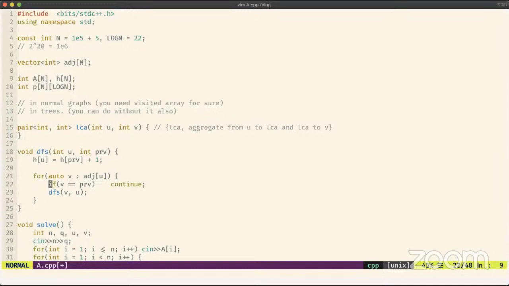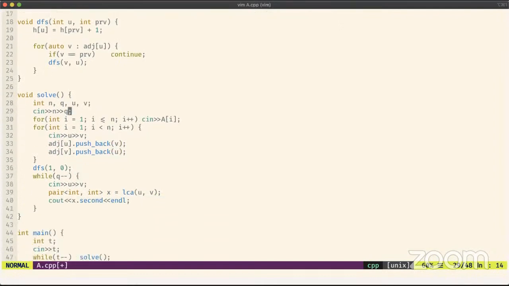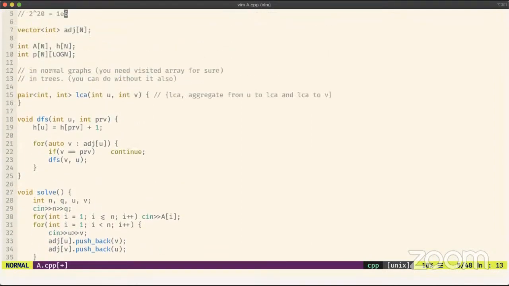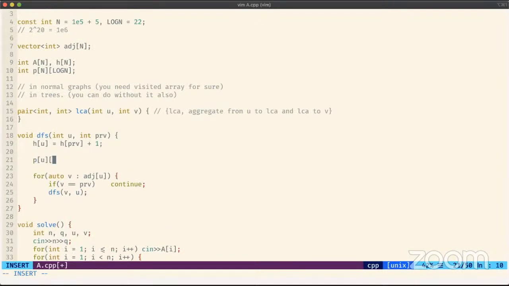Right, if v is prep, then I'll just continue, and basically I won't go into the recursion again. So you can think that this function will not keep on visiting the same nodes again and again. Okay, so in the DFS we have this height, right?